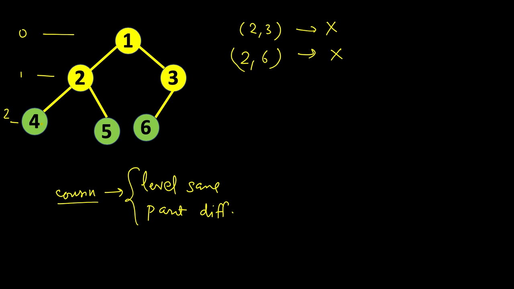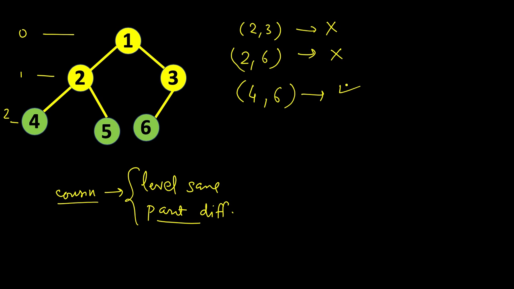Now let's see 4 and 6. Are they cousins? First condition is, are they at same level? Yes, 4 and 6 both are at level 2. Do they have different parent? Looks like, because parent of 4 is 2 and parent of 6 is 3. So both conditions are satisfied. So 4 and 6 are cousins.